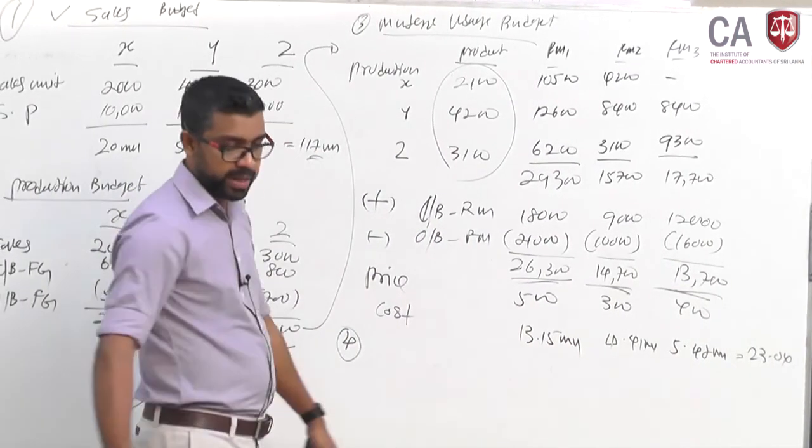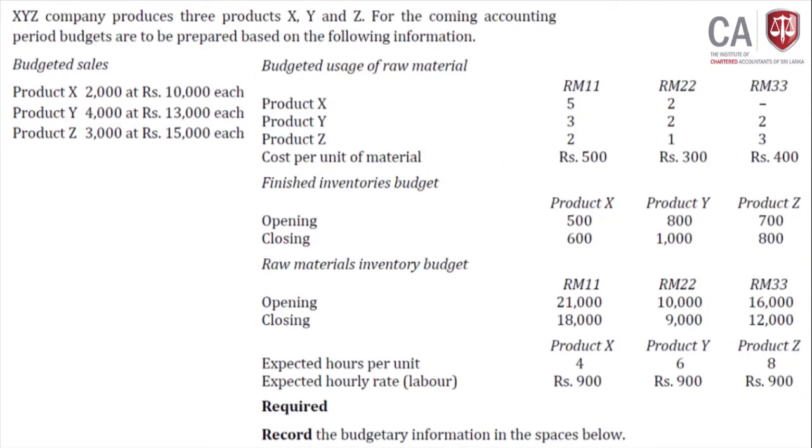Then finally they have given some labor figures also, right? Labor budget very easy. Labor, product X, product Y, product Z they have given, right? There are 3 products. You produce basically 2,100 units, here you produce 4,200 units and 3,100 units, right? So this is production.